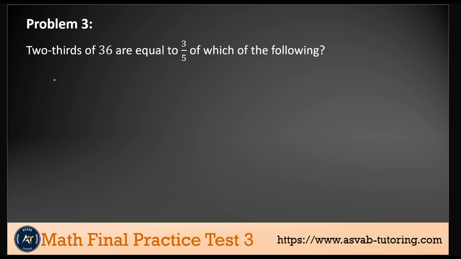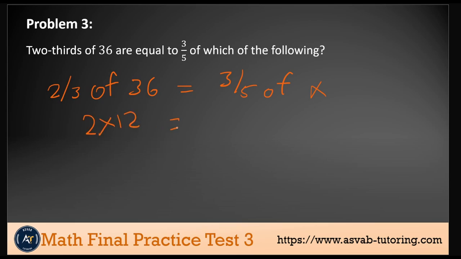So we're trying to find 2/3 of 36, which is the same as 3/5 of an unknown number, which we will dub x. 2 times 12 equals 3x over 5, just to balance out the sides. And we have 3x equals 5 times 24.